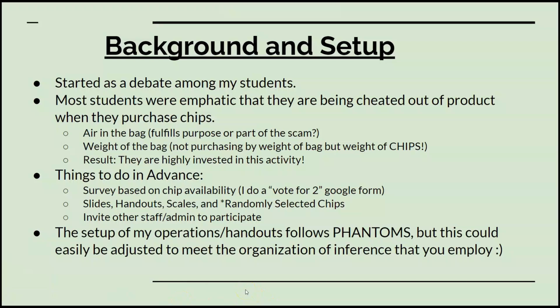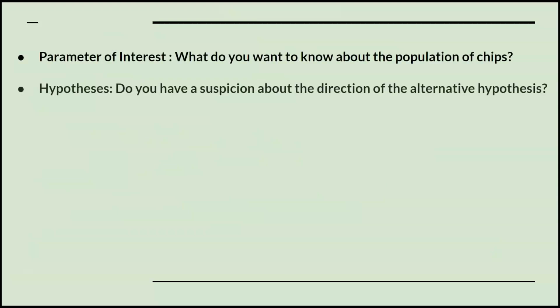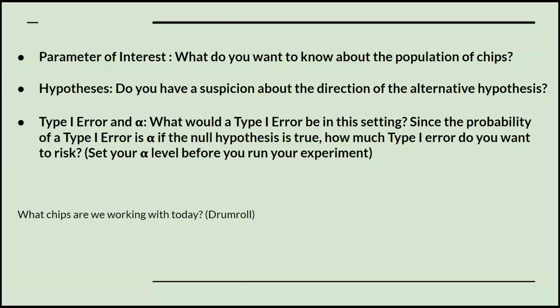I set up the operations of my handouts to follow the structure of PHANTOMS, but you can adjust it to meet however it is you organize inference in your classroom. So I walk them through the parameter and the hypotheses. I also encourage them to lower their alpha level when we have a discussion of type 1 error. What would it mean if they are wrong and commit a type 1 error? So we encourage them to really take the chip companies to task and put their probability on the line.